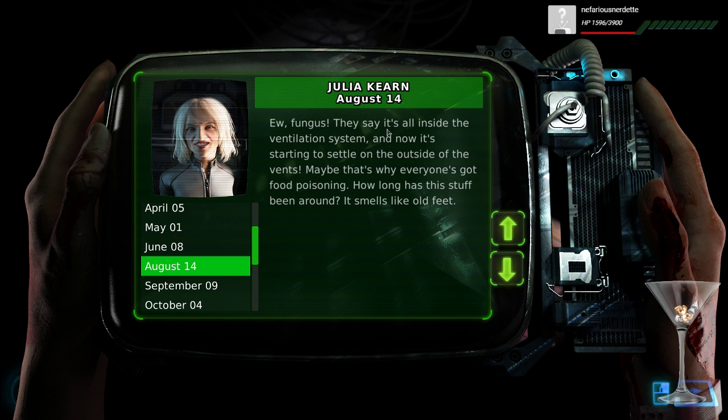August 14th. Ew, fungus! They say it's all inside the ventilation system, and now it's starting to settle on the outside of the vents. Maybe that's why everyone's got food poisoning. How long has this stuff been around? It smells like old feet.